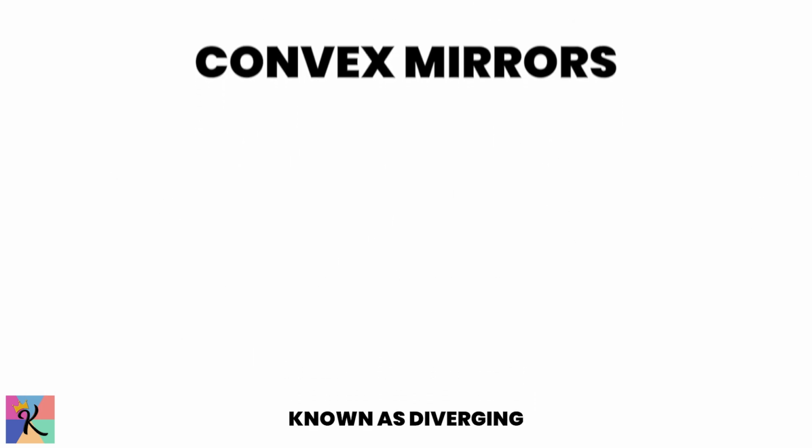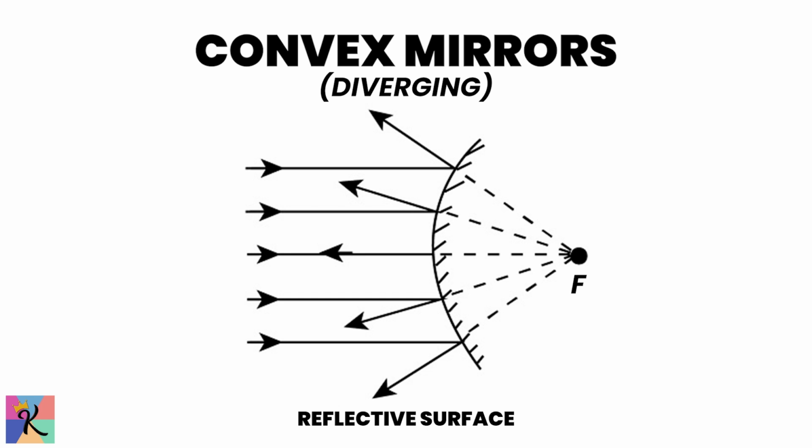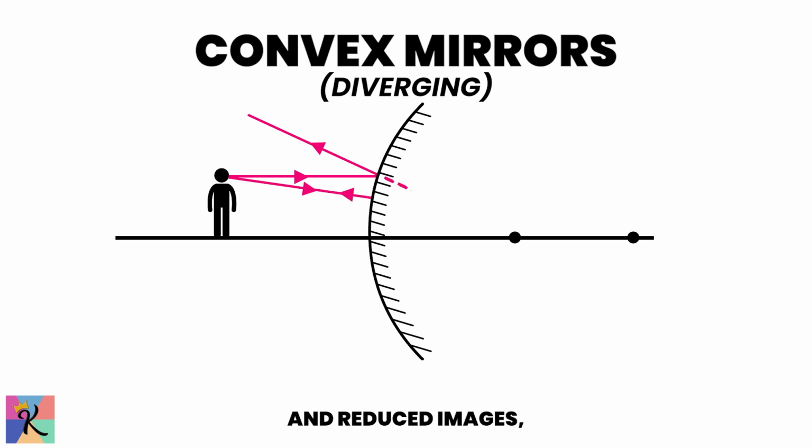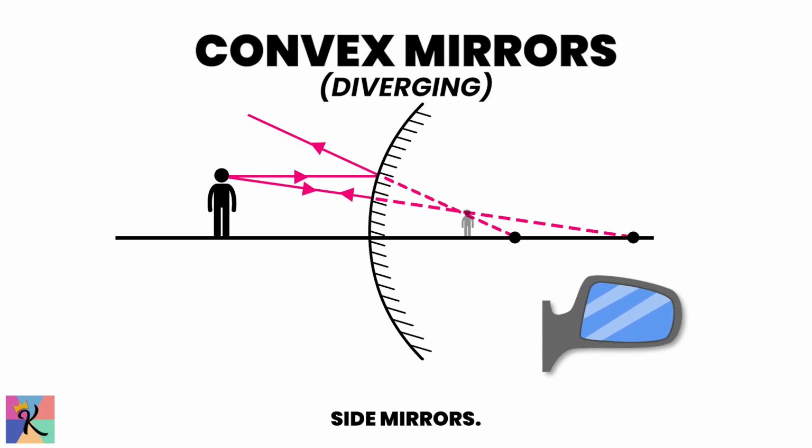Convex mirrors, also known as diverging mirrors, have a reflective surface that curves outward. They cause parallel light rays to spread out as if they were diverging from a focal point behind the mirror. Convex mirrors always form virtual, upright, and reduced images, regardless of the object's position. This property makes convex mirrors useful for providing a wider field of view, such as in vehicle side mirrors.